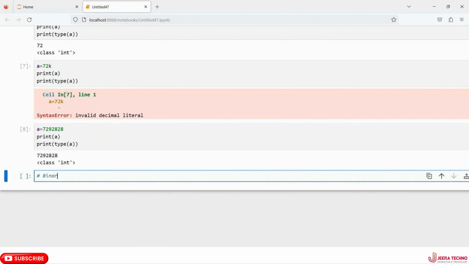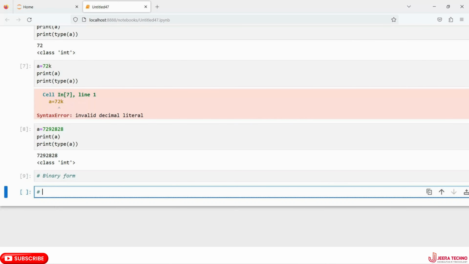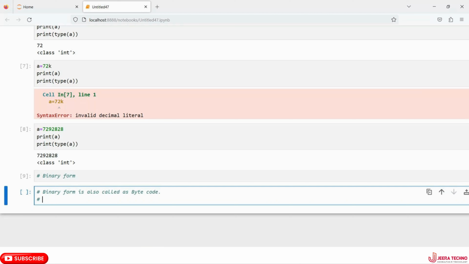So we have binary form. What do you mean by binary form here? Binary form is also called byte code or byte language. It is a machine understandable language, right? It is not human language, it is not human understandable.